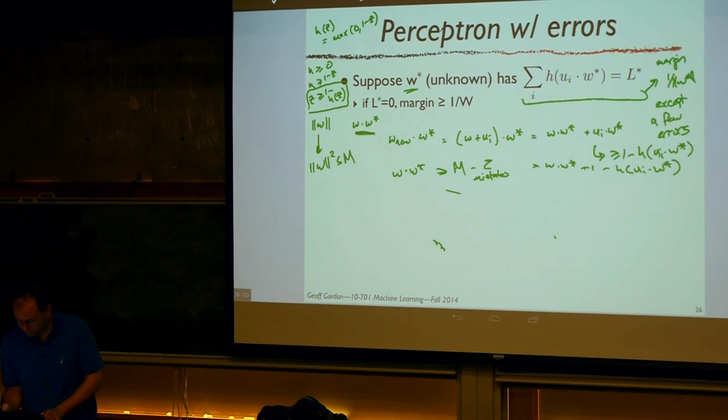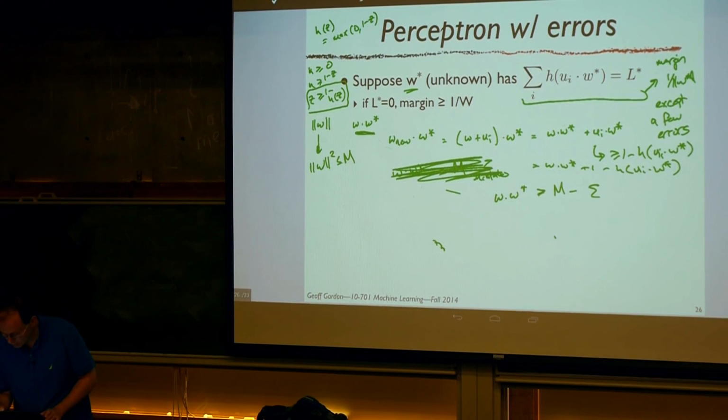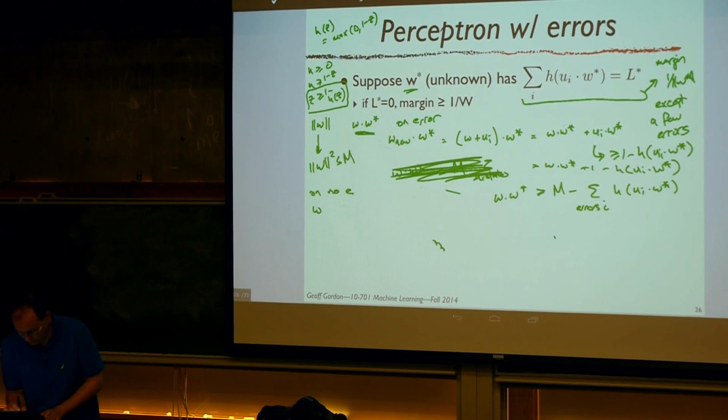I'm running out of room here. I'll write it here instead. So we'll write W dot W star winds up being then greater than or equal to m minus the sum over errors i of h of UI dot W star, right? And this is what happens. This is the growth in terms of all of the places where we make an error. On the places where we don't make an error, we get that. So this is on error. This is on no error.